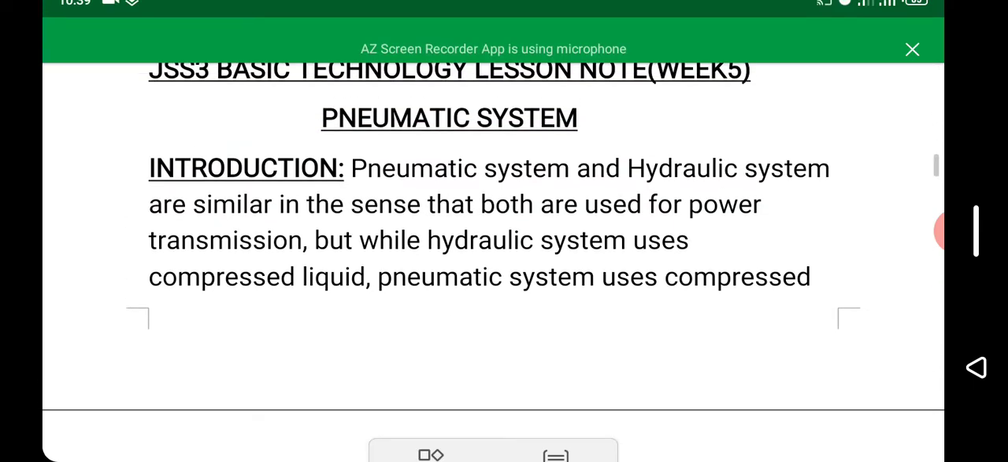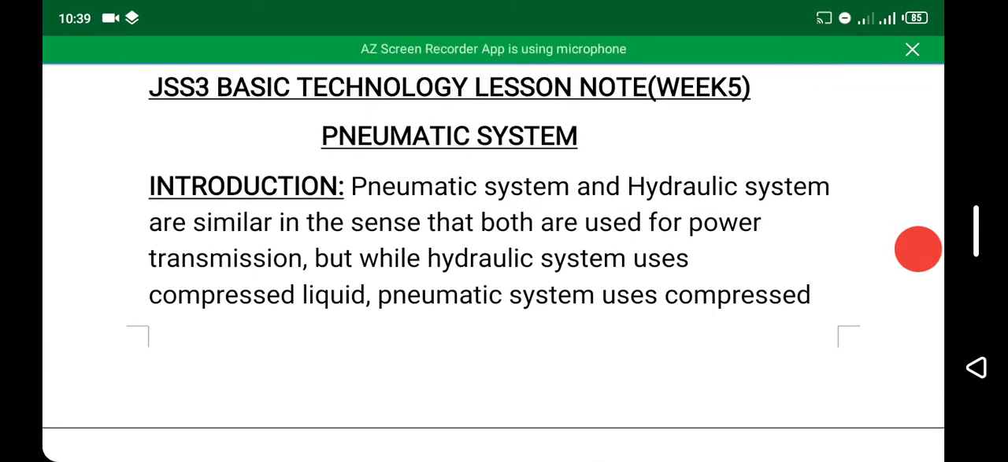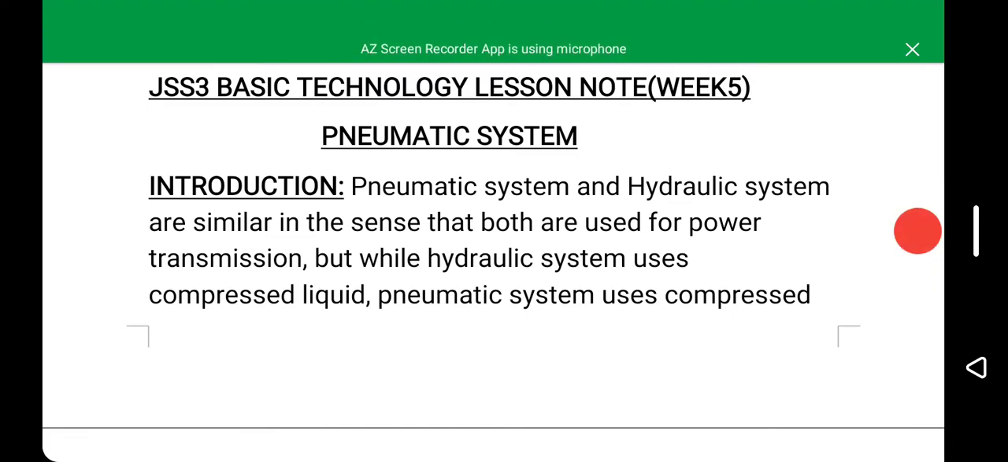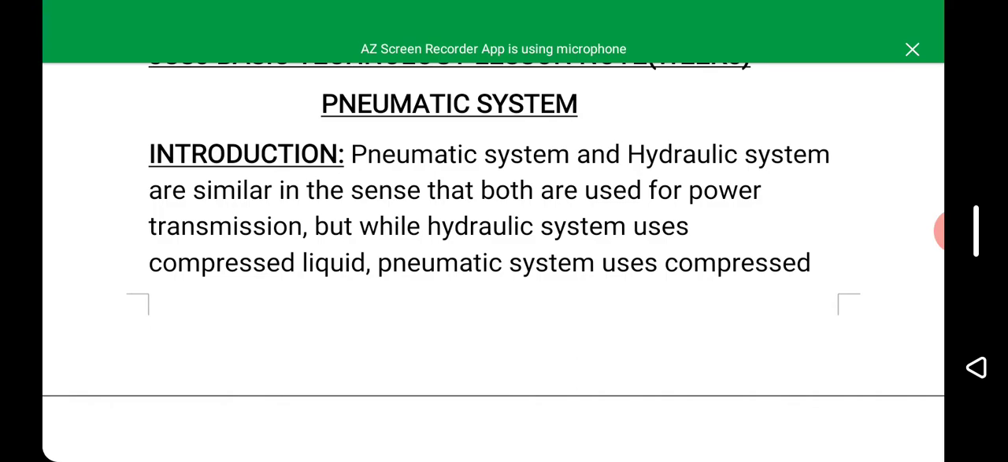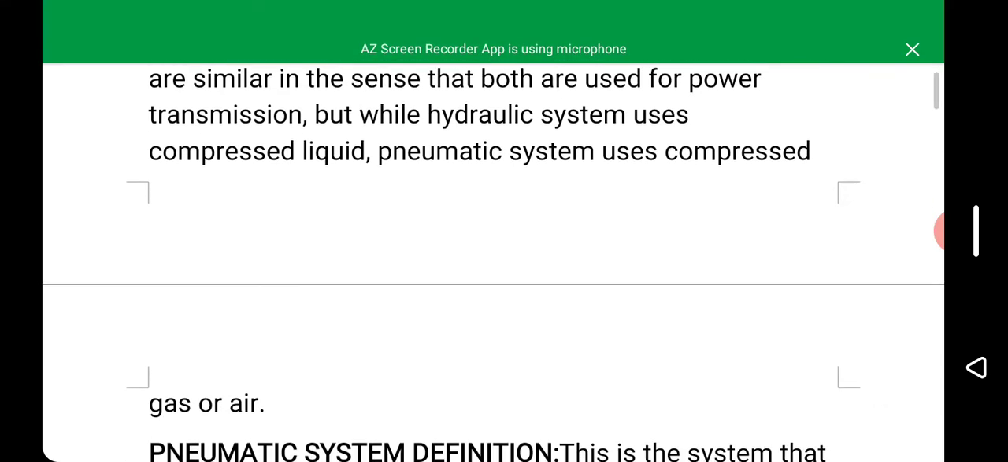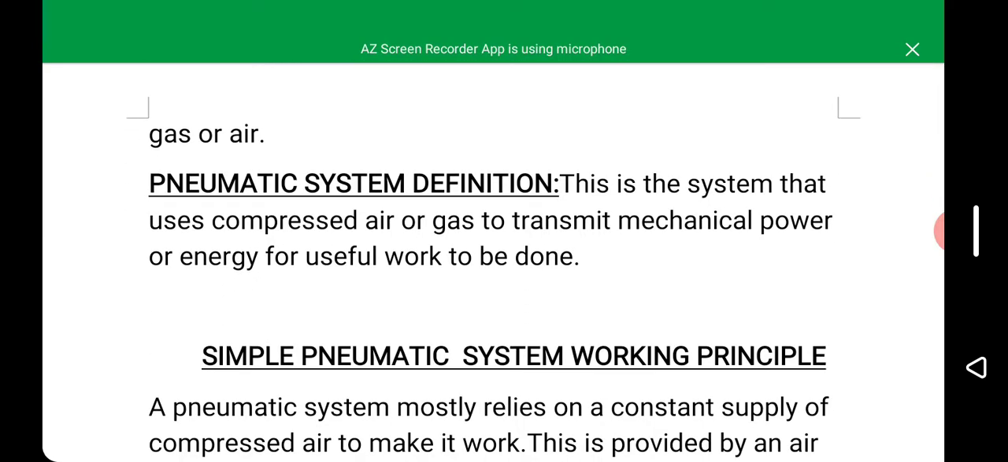Let me repeat it again. The similarity between the pneumatic system and the hydraulic system is that they are both used for power transmission. But the only difference between them is that the hydraulic system uses compressed liquid, while the pneumatic system uses compressed gas or air.